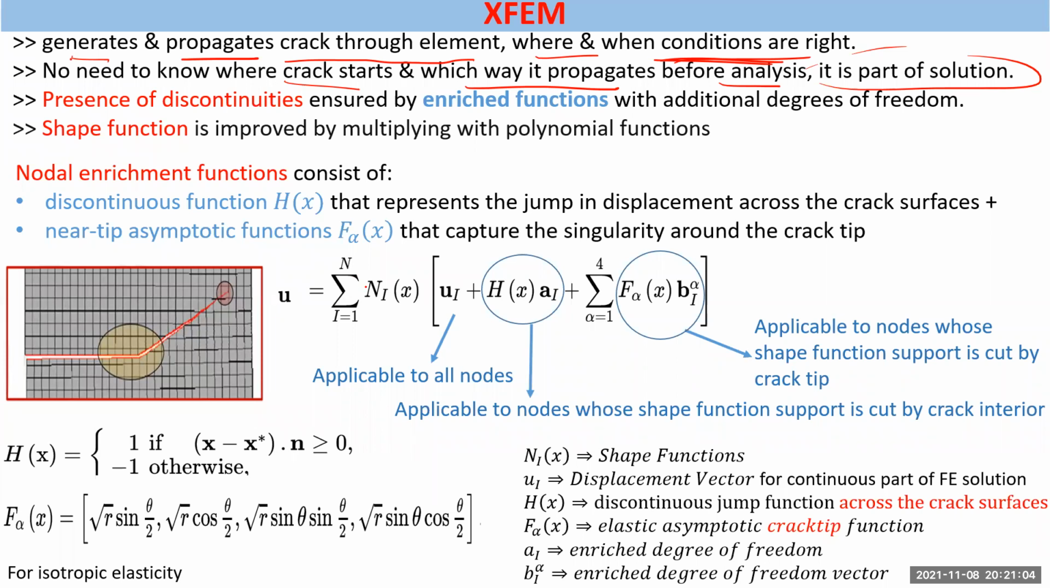We just talked about phantom nodes. That's called enriched functions. The presence of discontinuities is ensured by enriched functions, which are those phantom nodes, and they have additional degrees of freedom. We have real nodes, which are the actual degrees of freedom. These enriched functions are nothing but the phantom nodes coming in. They have additional degrees of freedom, and they are going to capture the discontinuities for me.